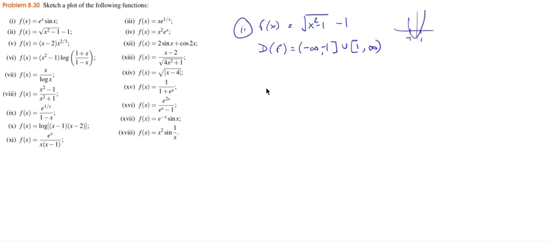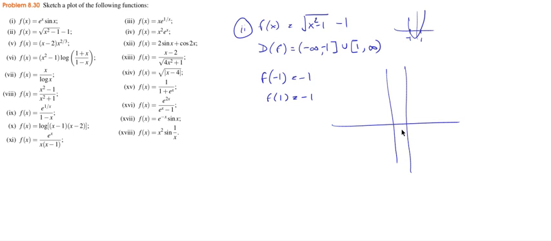Now at these values, f at -1 is the square root of 0 minus 1, so this is -1, and f at 1 is also -1. These are the two values where the domain stops. So this is the point here, (-1, -1) and (1, -1). And obviously this is an increasing function, so this is going to be like this and like this.